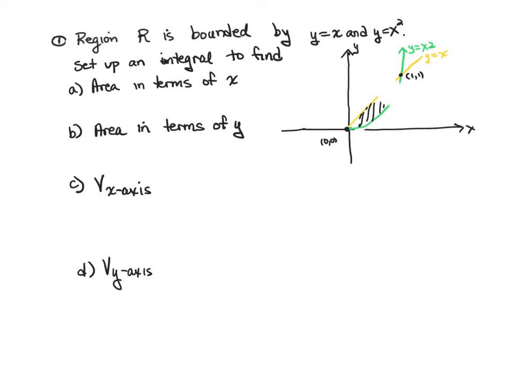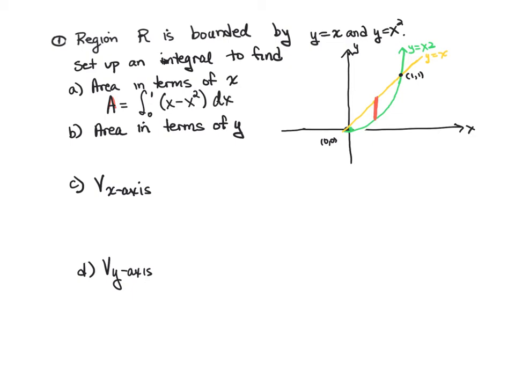So I'm going to erase this and redraw this so I could draw my rectangles so you could see them. So in terms of x, we integrate with respect to x. We have a vertical rectangle. And here we know that the limits of integration are from x equals 0 to x equals 1. And the formula is top minus bottom in terms of x. So the top is the line and the bottom is the parabola.